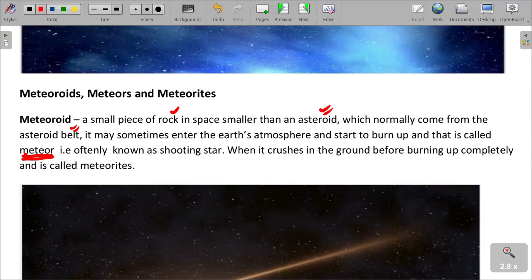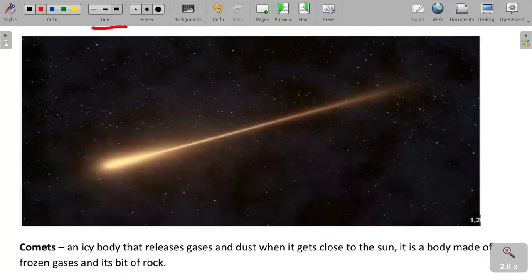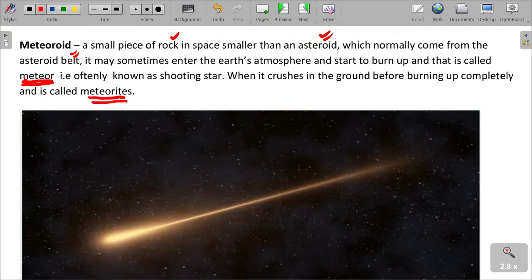When it crashes in the ground before burning up completely, we call that a meteorite. So we are given an example of the meteorite here. This is an example of the shooting star.